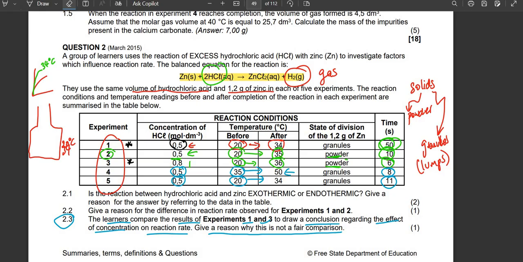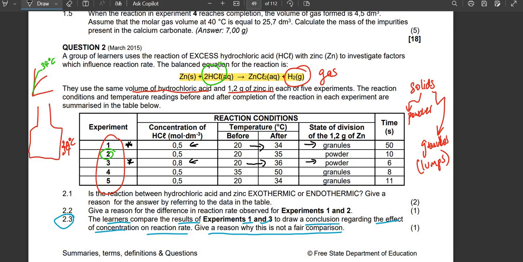Now it's becoming a bit messy, so sorry. Let me just do this. Let's just focus on the ones that they want. So this one they used 0.5 and then this one they used 0.8. So they changed the concentration. Right. Now they used a temperature now of 34. And then from 20 to 34, they changed the temperature. They used 20, and then after that, they used 34. Here, they used 20, and then they used 36. And then here, it was granules, and then here, it was powder.